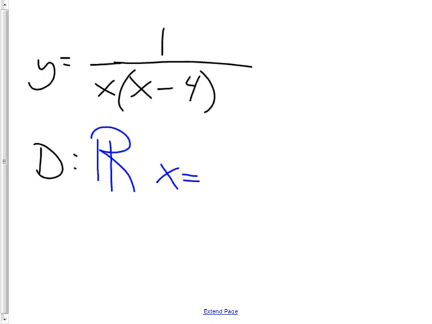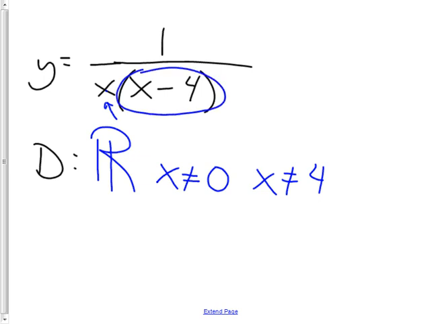So in this case, what would we say? X cannot be what? Can't be 0. That's the key one. A lot of people won't have noticed that. And x cannot be 4. Why can't x be 0? Because if we put a 0 here, it won't matter the other part, because 0 times anything in here would still make it 0.